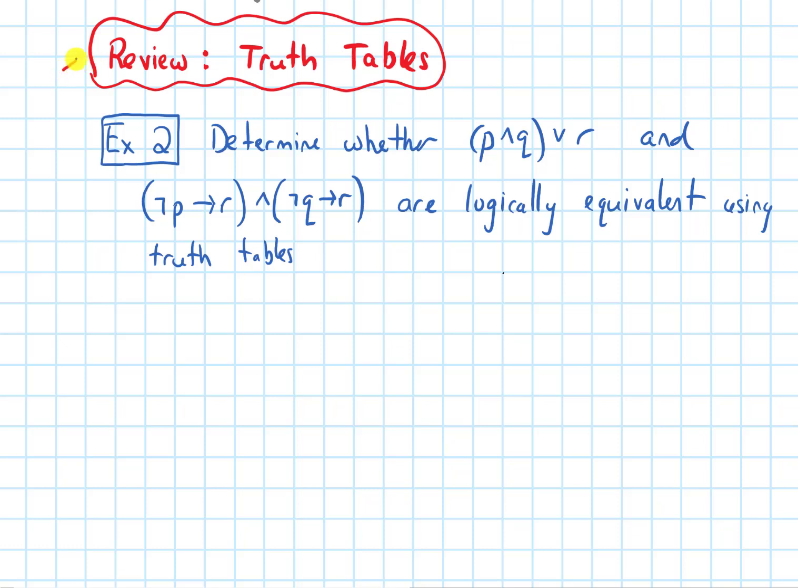In this video, we are continuing our Quiz 5 review, and we'll review truth tables. So I want to look at an example which says, determine whether these two propositions, the first one is P and Q in parentheses, or R, and the second one is not P implies R, and not Q implies R, are logically equivalent using truth tables.